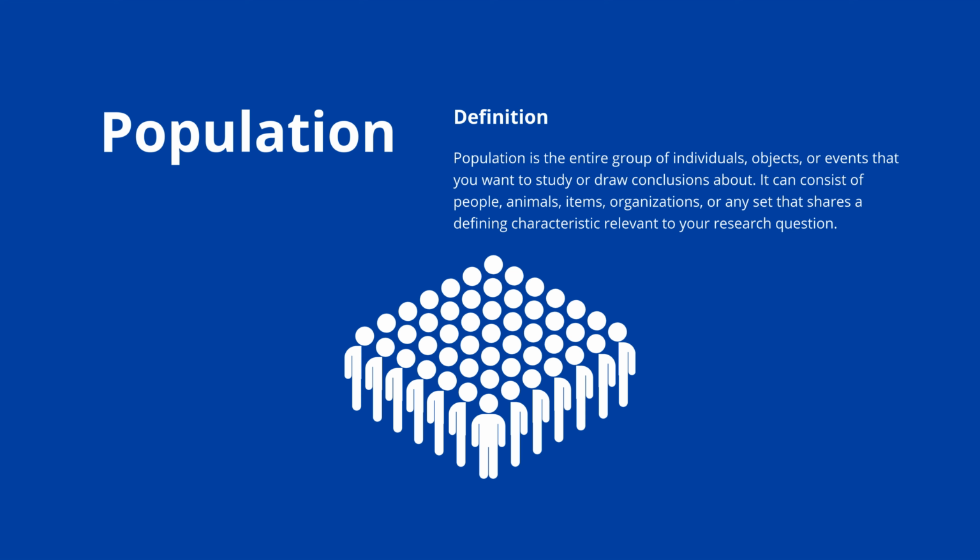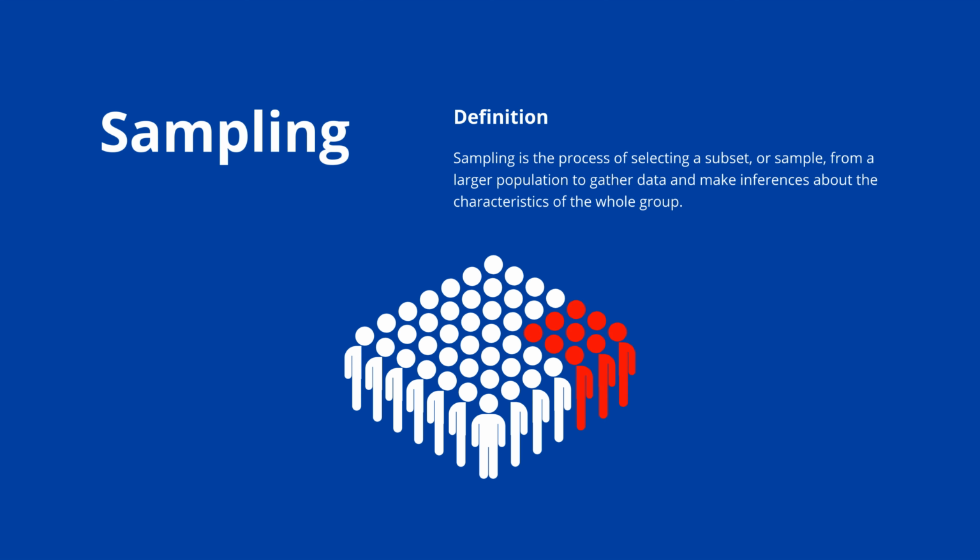population. Population is the entire group of individuals, objects, or events that you want to study or draw conclusions about. It can consist of people, animals, items, organizations, or any set that shares a defining characteristic relevant to your research question. Sampling means picking a small group from a bigger group to study. This helps us save time, money, and effort.